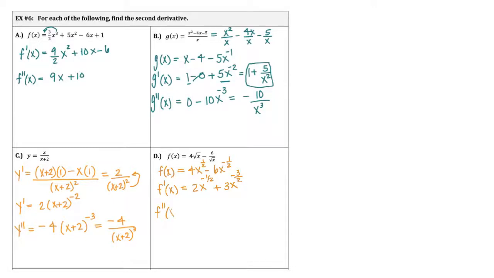So f double prime at x, that's going to be negative x raised to the negative 3/2 minus 9/2 x to the negative 5/2. And now we definitely need to do some rearranging. So f double prime at x is going to be negative 1 over, and that negative's coming from right there, x to the positive 3/2. And then we have minus 9 over 2x to the 5/2.